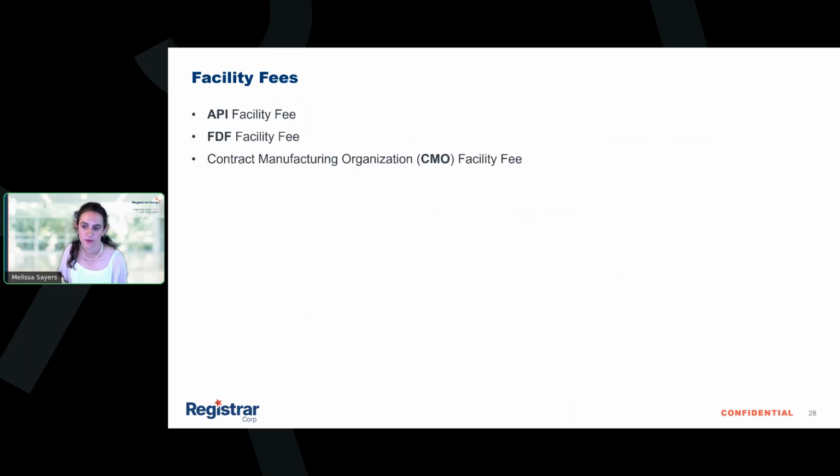There are three types of facility fees: an active pharmaceutical ingredient facility fee, a finished dosage form facility fee, and a contract manufacturing organization facility fee. If considered an API manufacturer, FDF manufacturer, or a CMO, a facility owner is required to pay only one annual facility fee.